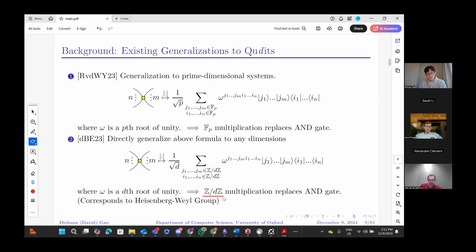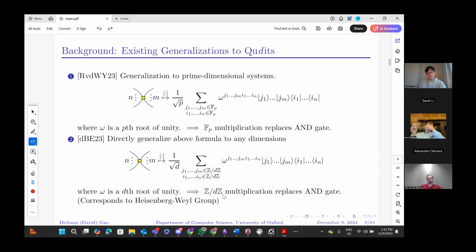Okay, so in this calculus, what we'll see is that it kind of corresponds to the system in which the Pauli group is the Heisenberg-Weil group. But what we would be interested in is actually looking at something slightly different for non-prime dimensions.